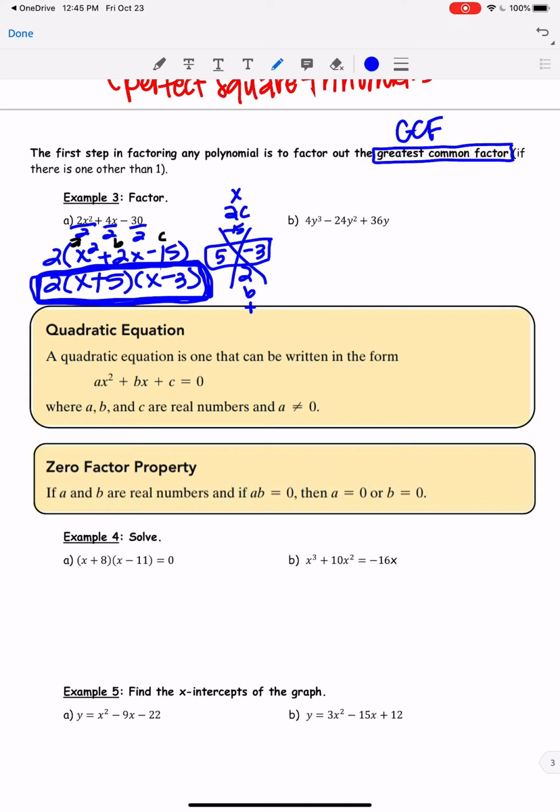Same thing for B. What is your GCF? We've got 4, 24, and 36. So that makes my GCF 4. But if you also look at this one, you've got 3 y's, you've got 2 y's, and you've got a single y. How many y's can I take out of all of them? And that's 1. So sometimes your GCF is going to have a variable, and that's okay. So now divide everything by your GCF.